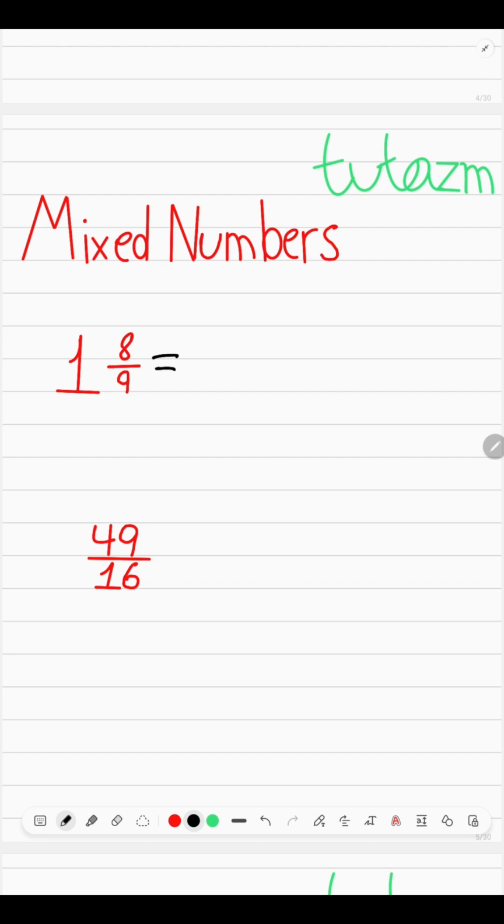So when doing this, you have to multiply the denominator by the big number at the front and then add that to the 8. So what that actually looks like is 9 times 1 plus 8, all divided by 9, which would be 9 plus 8 over 9, which is 17 over 9.